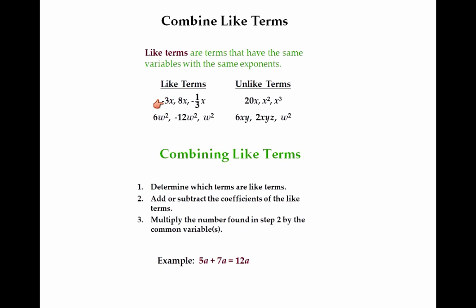Like terms: negative 3x, 8x, minus 1/3 x. All of these are like terms. Next one, 6w squared minus 12w squared, these are all like terms. The ones that are not like terms are x and x squared. They look kind of alike, but they're not like terms.